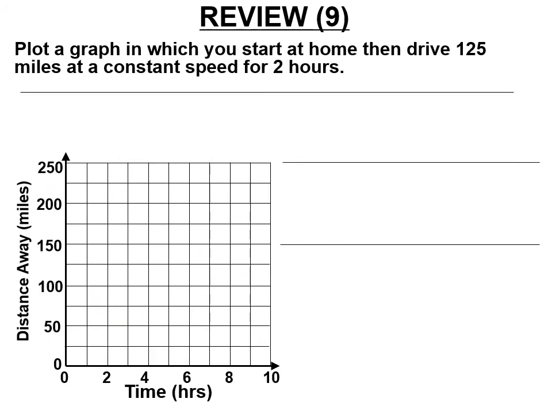All right, so plot a graph in which you start at home. That means start at 0, 0. Then drive 125 miles. So we got to get to 125 miles at a constant speed in 2 hours. So we got to get there. And it's got to be a straight line, something like that.